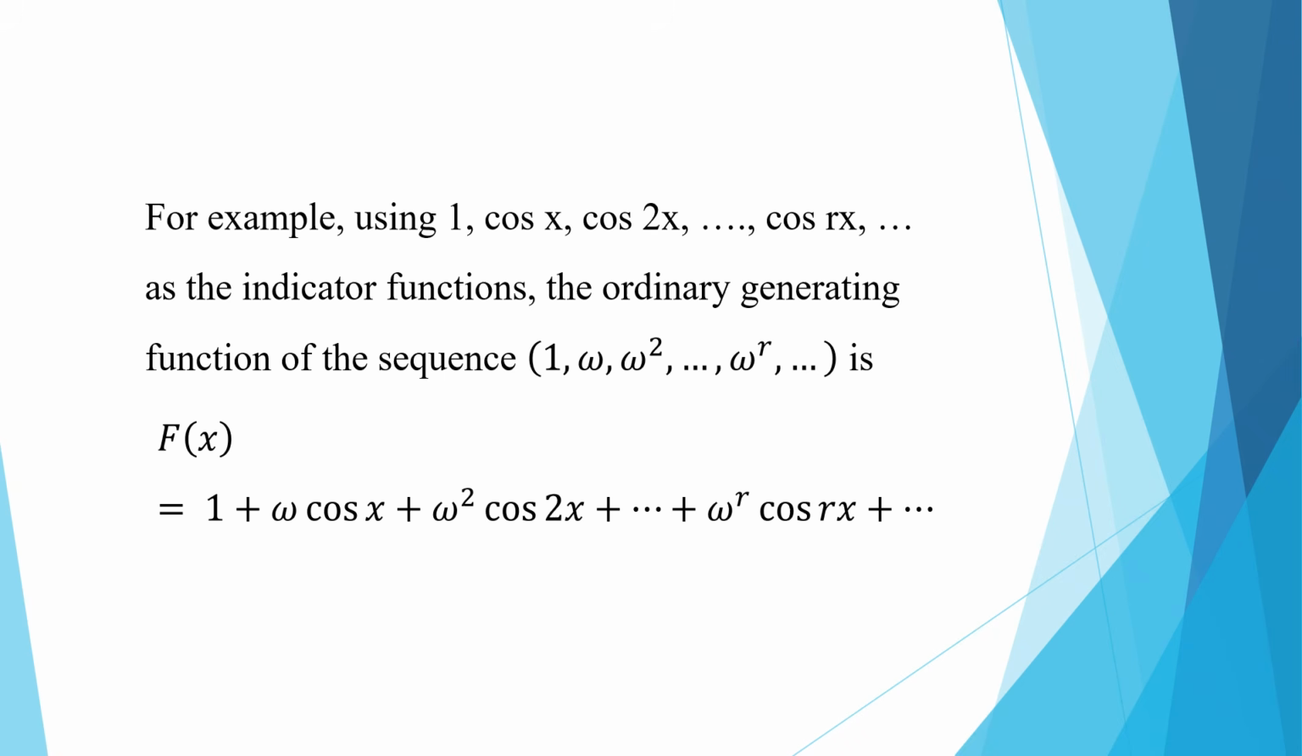For example, using 1, cos x, cos 2x, etc., cos rx, etc. as the indicator functions, the ordinary generating function of the sequence 1, omega, omega square, etc. can be written as f of x is equal to 1 plus omega cos x plus omega square cos 2x plus etc. plus omega power r cos rx plus etc.